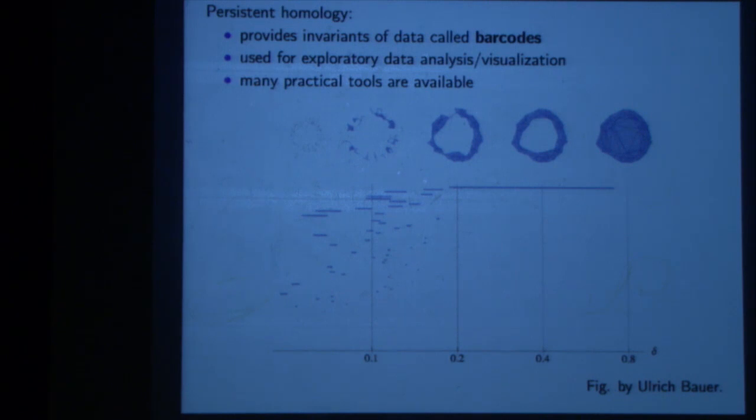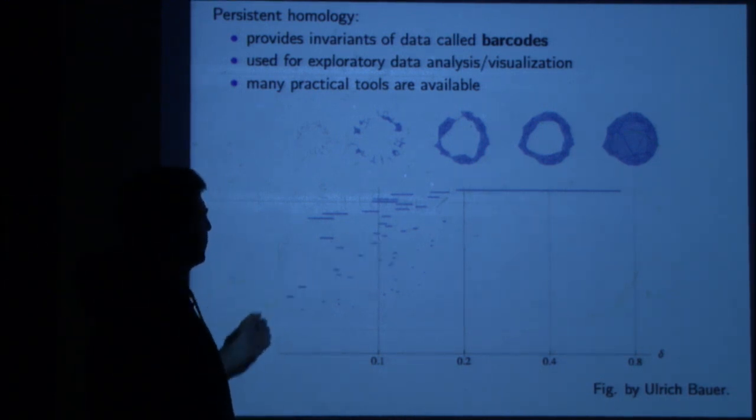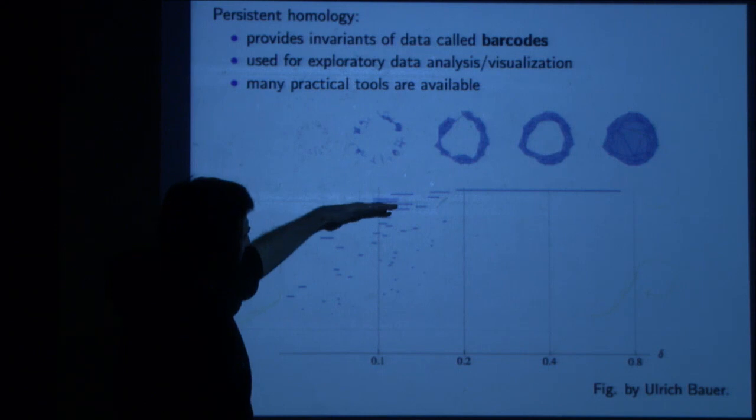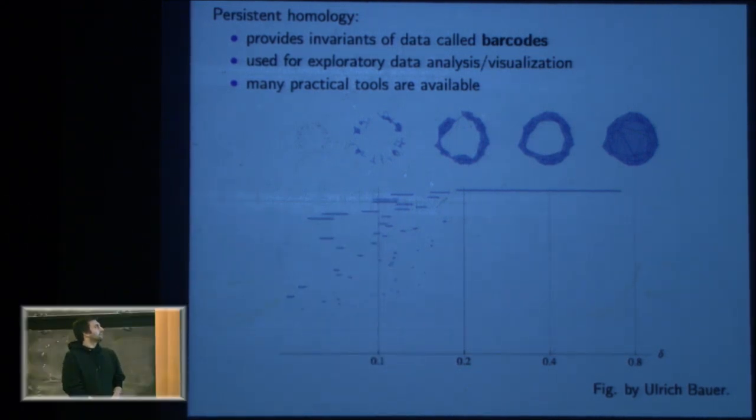It provides invariants of data called barcodes, and a barcode is just a collection of intervals on the real line. So, for example, a barcode might look like this, where we just stack the intervals in the barcode vertically. And these barcodes have been used extensively in applications in the last 15 years or so.